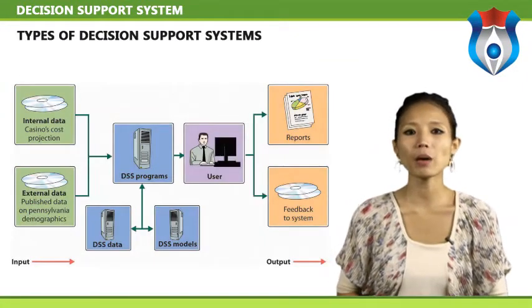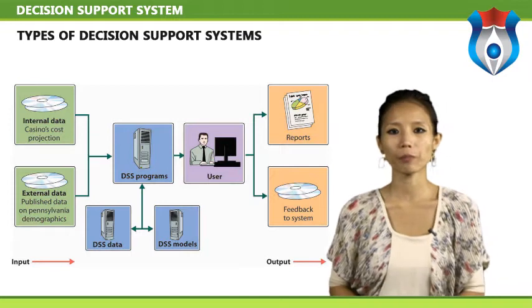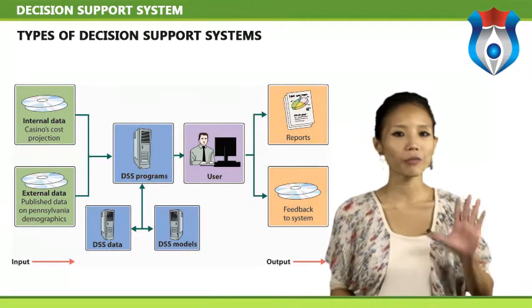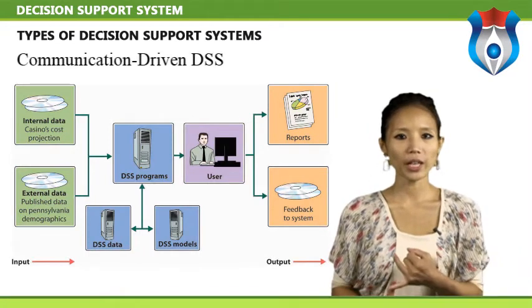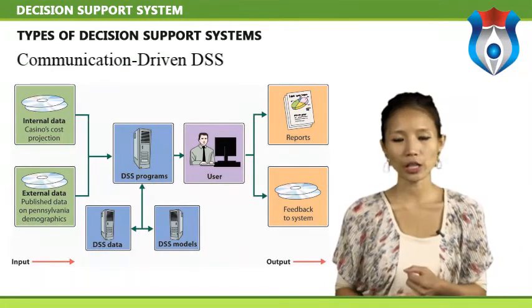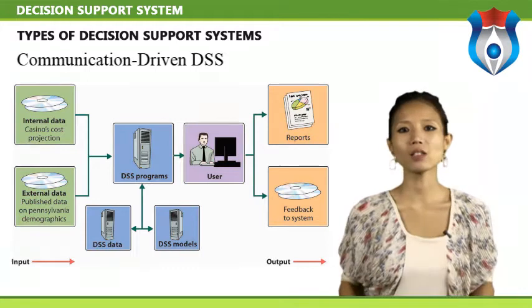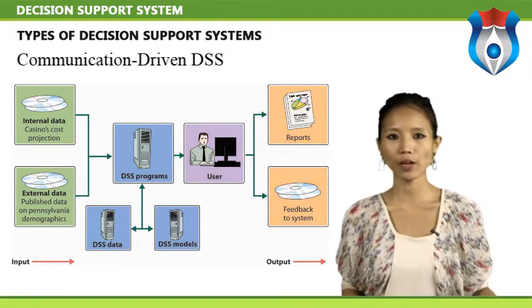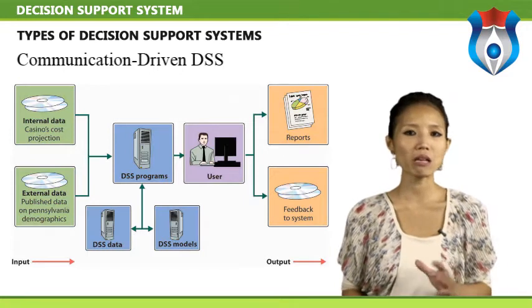Now we will study the types of decision support system. There are a number of decision support systems. These can be categorized into five types. Communication-driven DSS. Communication-driven DSS is a type of DSS that emphasizes communication, collaboration, and shared decision-making support.